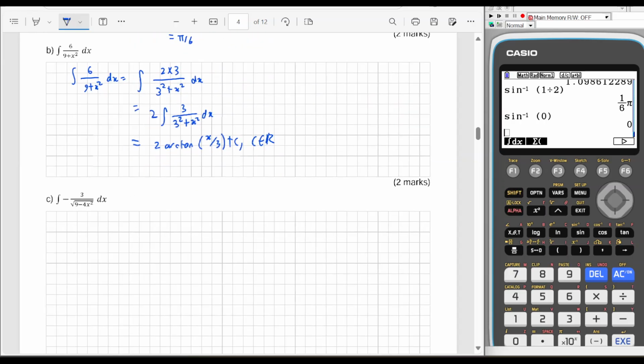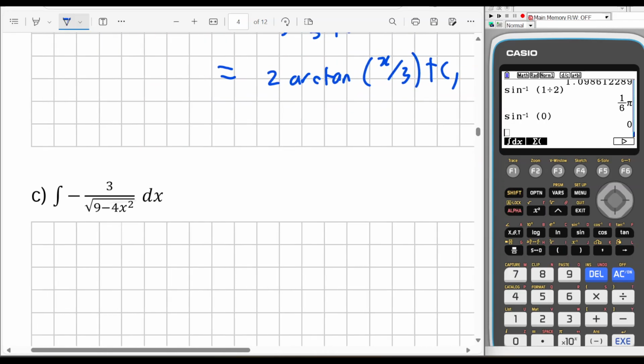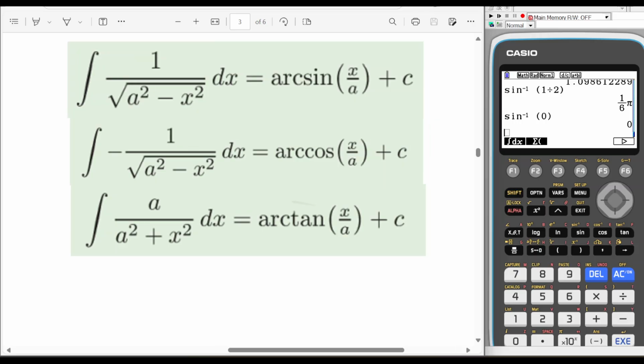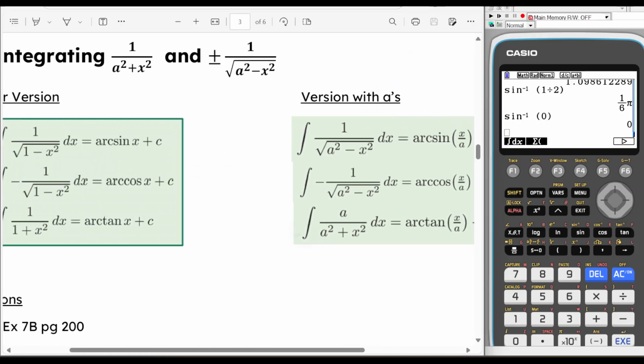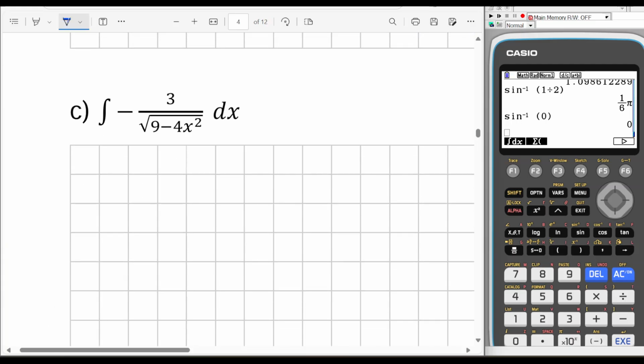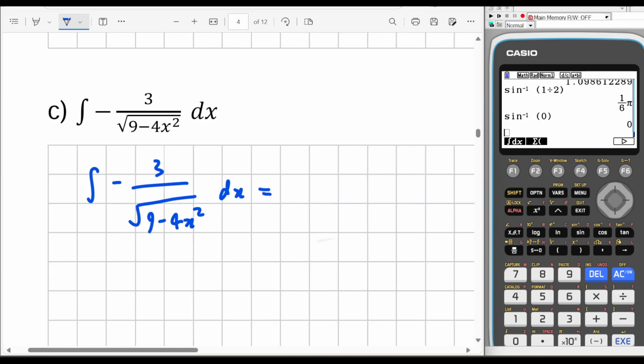All right. Now, this is where it gets very spicy. You'll notice that in all these formulas, you don't have any that have like an a in front of the x squared. It's always just normal x squared, so we have to adjust here. So the integral of minus 3 over root 9 take 4x squared, this would equal.